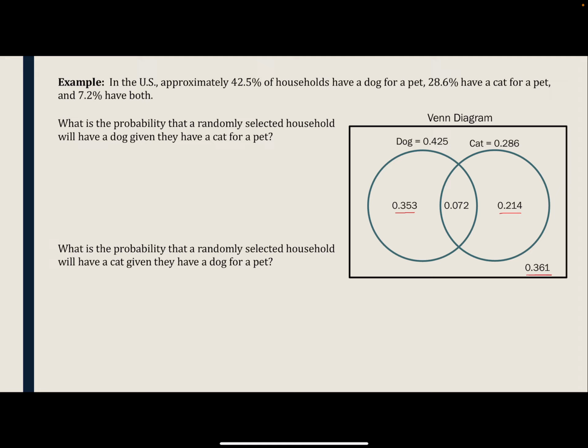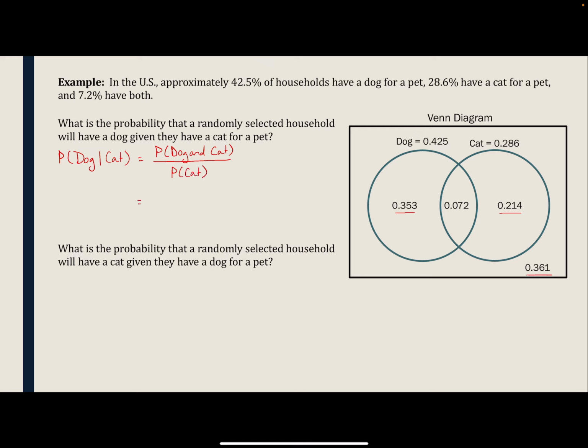So in this first one, it says, what is the probability that a randomly selected household will have a dog given they have a cat for a pet? So we want to find the probability that they have a dog given that they have a cat. In this case, I would use the formula. This is the probability of a dog and cat divided by the probability that they have a cat.